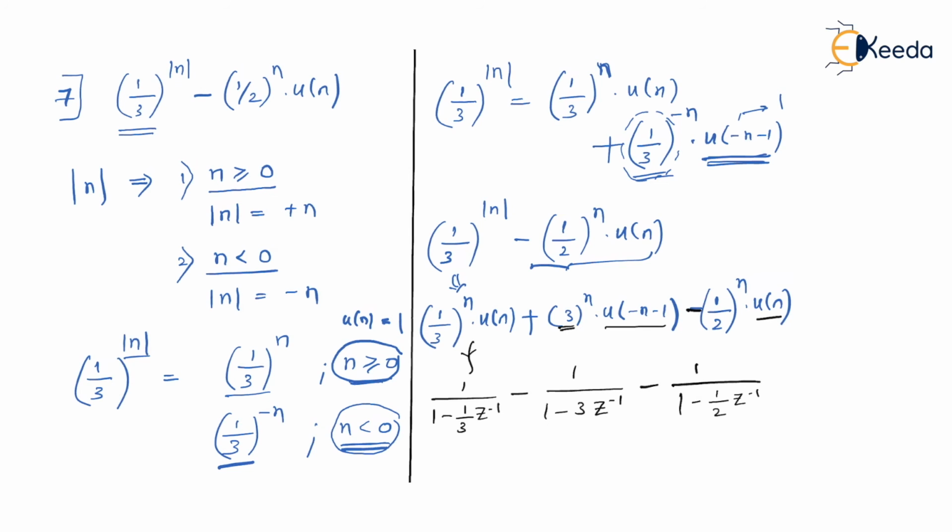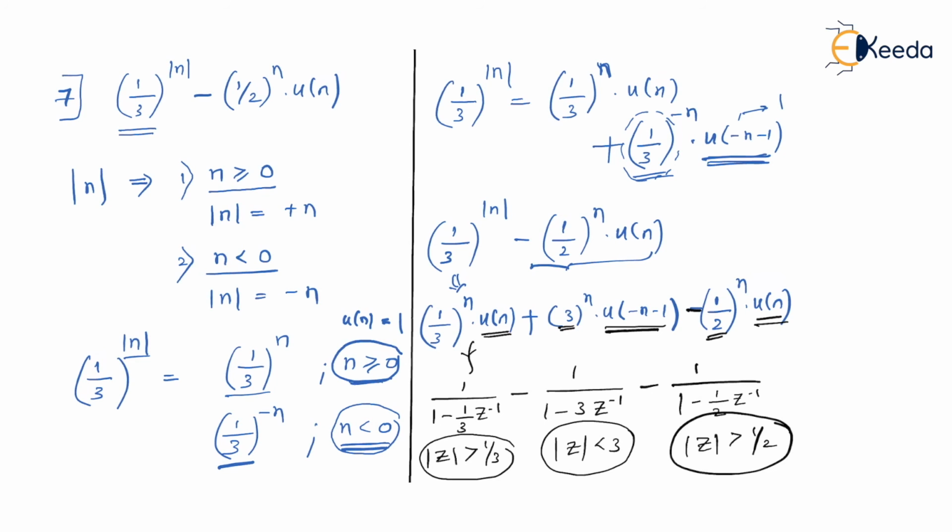Now I want their individual ROC so as to get the final ROC. So with the presence of u of n here, mod of z will have a greater relation with 1 by 3, because 1 by 3 is what? It is a radius. Then here, the presence of u of minus n minus 1 will have mod of z lesser relation with respect to the radius. So mod of z will be lesser than 3 here. And here, since there is a presence of u of n, mod of z will have a greater relation with the radius, it is 1 by 2.